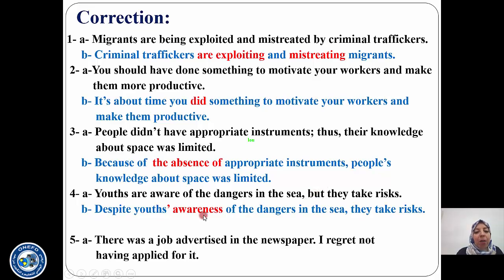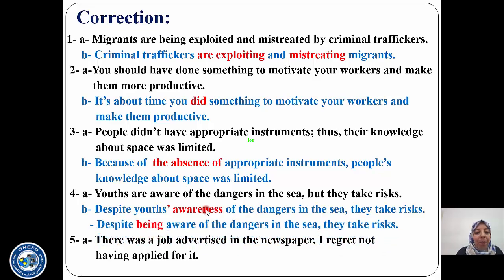Now suppose that you don't know the noun of this adjective. There is another solution. It is to use the gerund. Despite being aware. See, how did we bring this gerund from the verb used in the sentence? The verb is are, from the verb to be. You add ing and you get a gerund. So it can be used with any other verb: have, having, make, making, and so on.